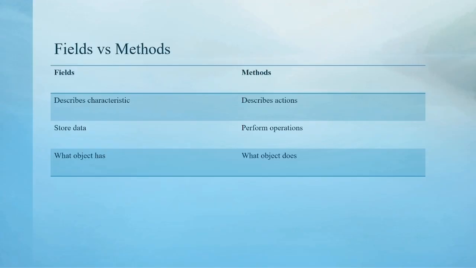So that's it for this video. Today we learned what fields are, how they describe the characteristics of a class, and how methods represent the action or behavior of the class. In the next video, we will understand Java data types in detail.